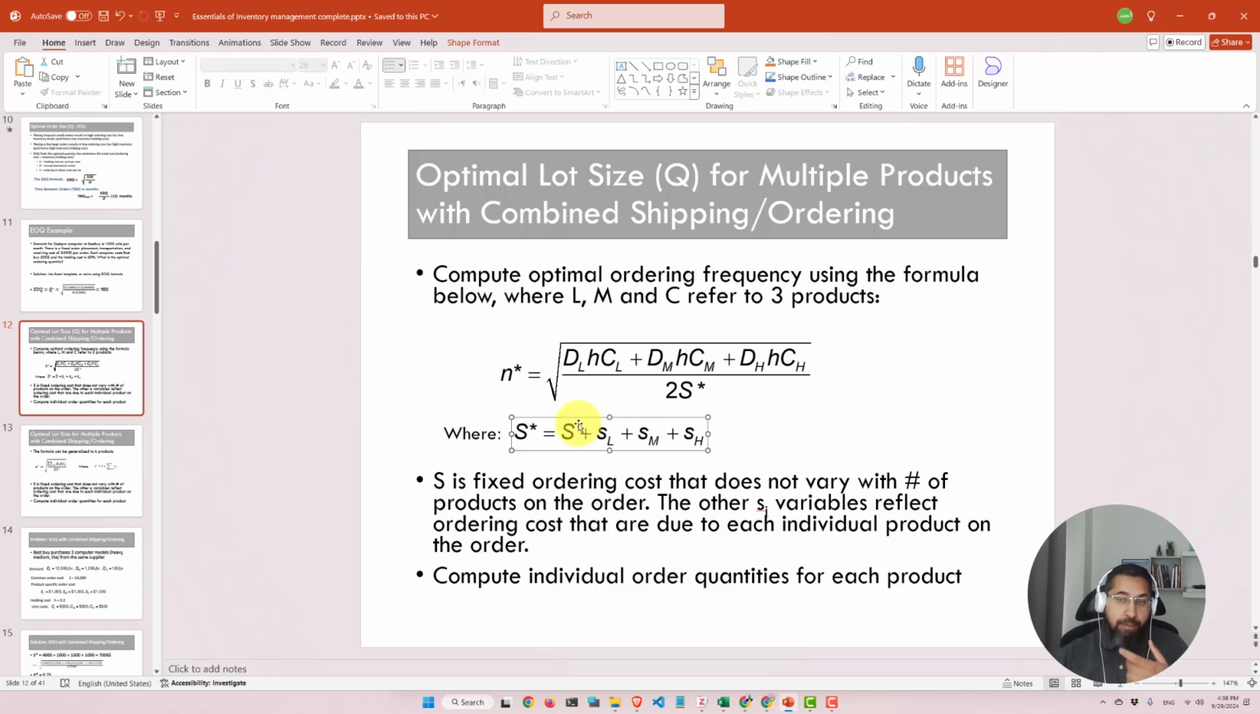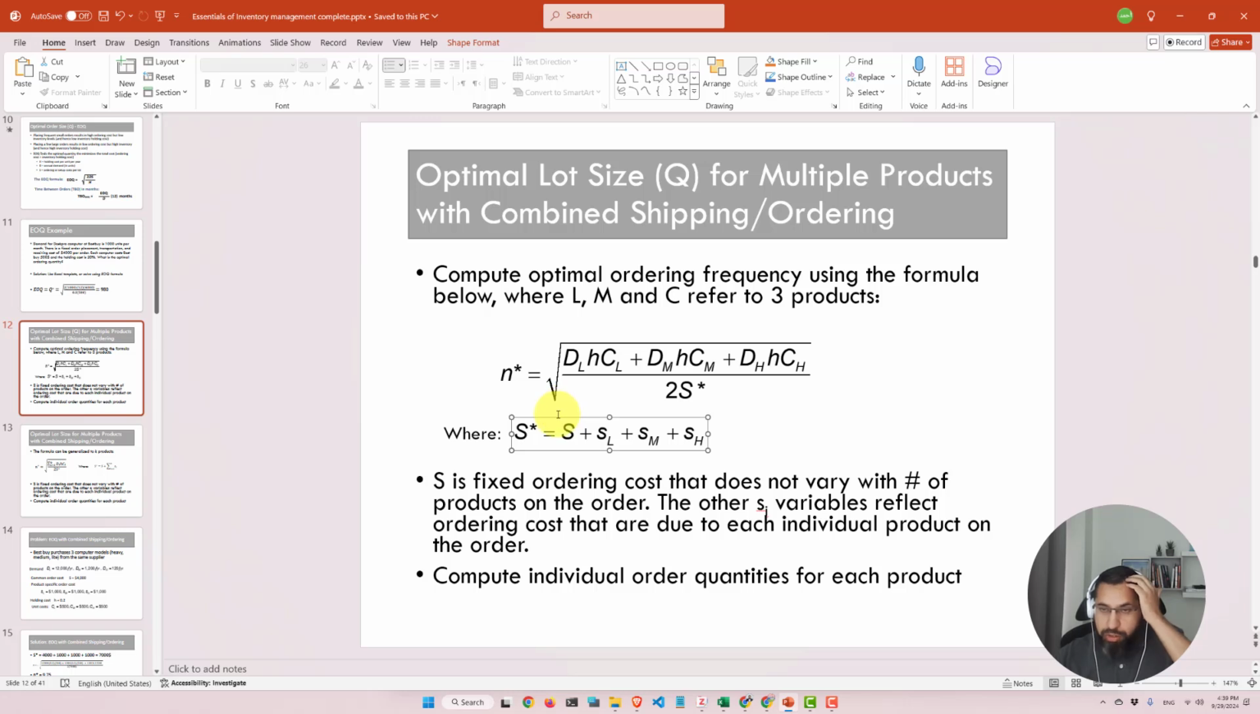So imagine that S is something like your shipping cost. Whether you have one product in the shipment or two or three, doesn't matter. You have to pay for the full container to be shipped. But each product that you pick up, the 3PL charges you a pickup cost. So SL would be how much it costs to pick up product L. And if you don't have product L, you don't have any SL, right? Because you're not picking it up.